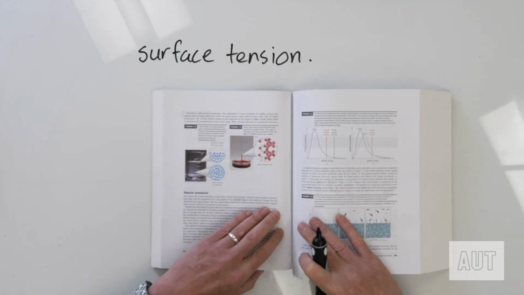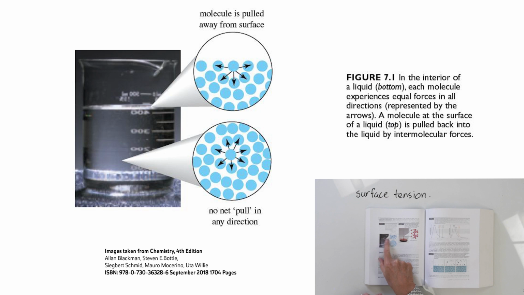why surface tension happens. Now, you'll be familiar with surface tension when you see little bugs floating around on the surface of water. You would imagine that they should go straight through. They don't. They can skate on water because of this property of water called surface tension. And this arises from the fact that water molecules that are in the bulk of a sample of water are different to water molecules that are at the surface of a sample of water.